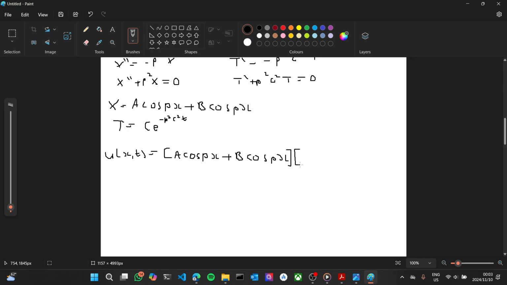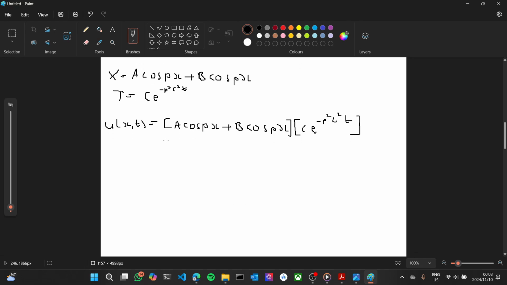And that is multiplied by C e to the minus P squared C squared T. Alright, so now let's just neaten it up a bit. We can distribute this constant here into the bracket and have some new arbitrary constant P being the product of A and C, and some new arbitrary constant Q being the product of B and C.